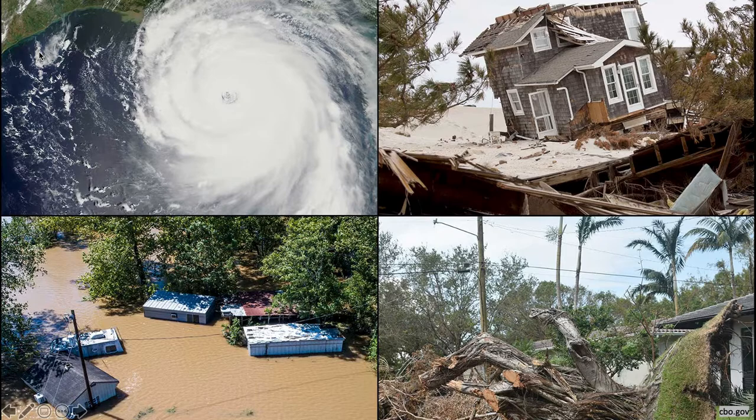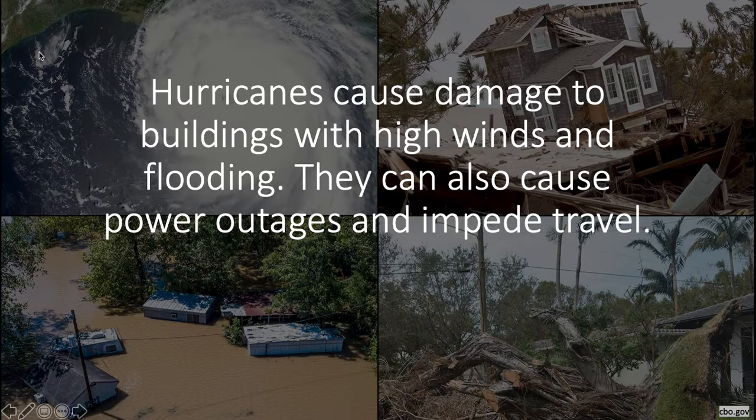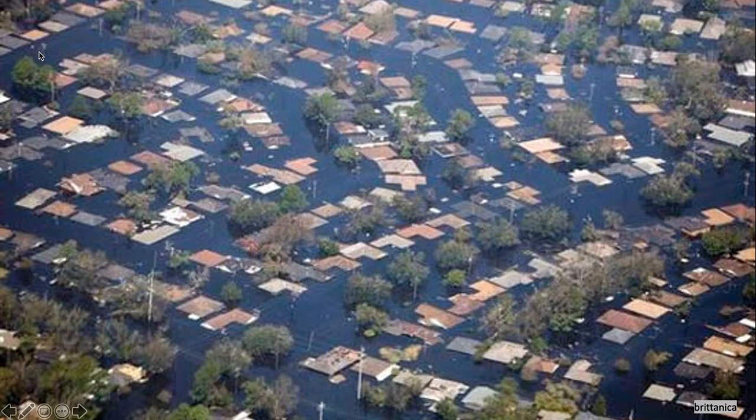Some interesting hurricane aftermath photos. Hurricanes cause damage to buildings with high winds and flooding. They can also cause power outages and impede travel. And they can put people underwater.